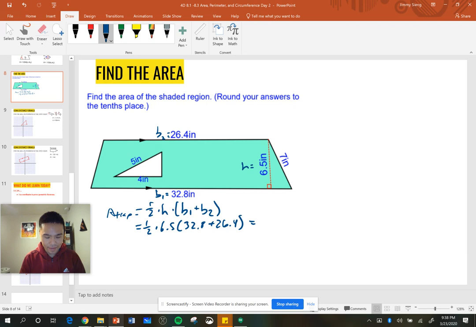We get, hopefully I know how to, right? Again, I don't know what I'm doing. I'm just doing it. Okay, so it looks like you have 182.4 inches squared.